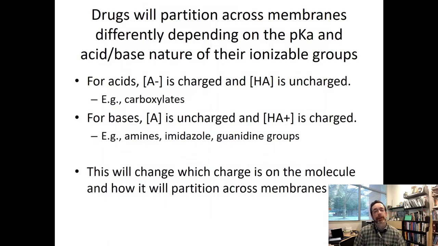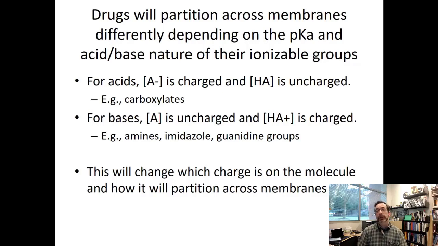So realize that there is a different behavior for drugs for acids and for bases. Remember the basic, or the fundamental, thing going on here. For acids, A minus is charged, HA is uncharged. For bases, the A, the unprotonated version of it, sometimes shown as B, is uncharged, and the protonated version is charged. And that's what the cell cares about.